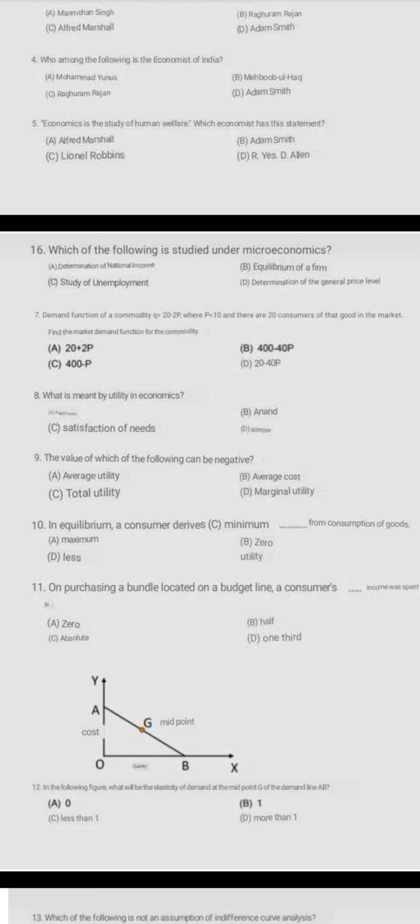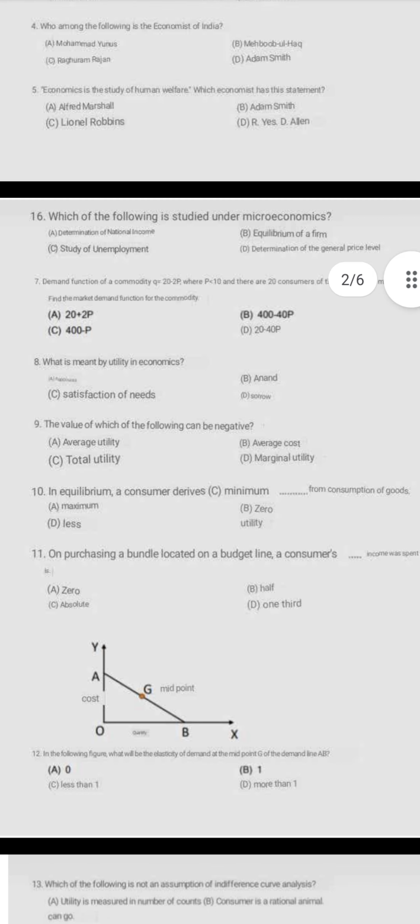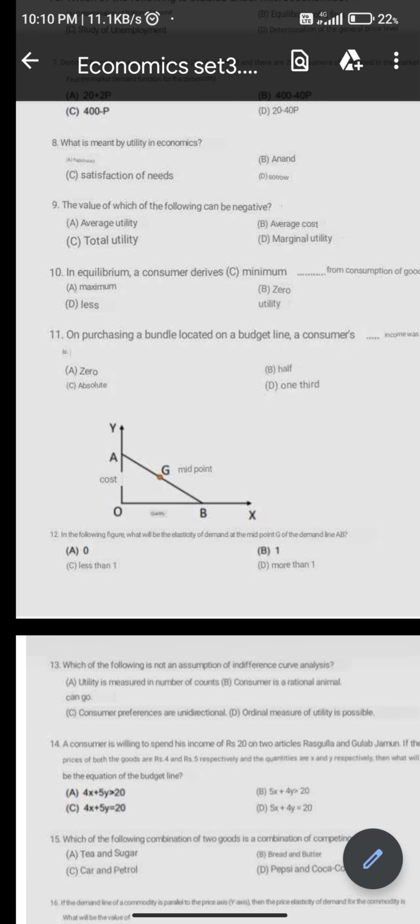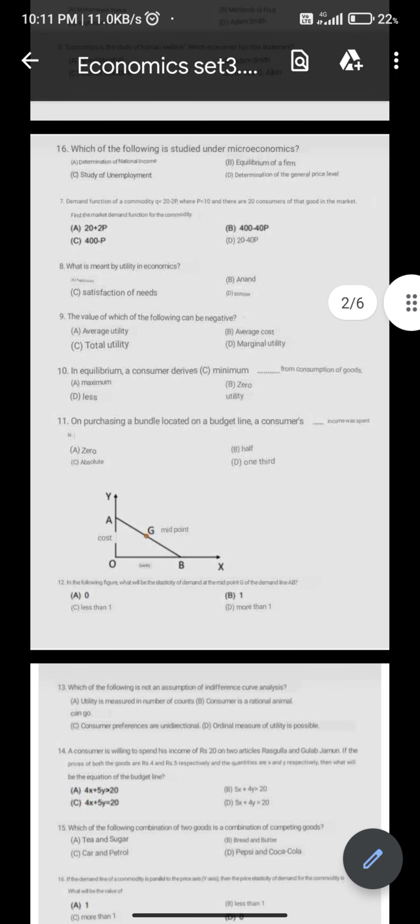Now next is 8 number. What is meant by utility in economics? Option number C, satisfaction of needs. Now 9 number. The value of which of the following can be negative? Option number D, marginal utility. Now question number 10. In equilibrium, a consumer derives minimum dash from the consumption of good. A consumer derives minimum from the maximum consumption of goods. Option number A is correct here.